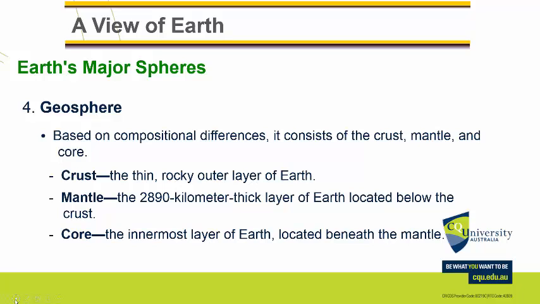So what we're doing is we're working, as Piaget and as Bloom would indicate, very much in the cognitive domain, building knowledge, comprehension and application. So the geosphere is the compositional differences. It consists of crust, mantle and core on the Earth's surface. The crust is the thin rocky outer layer of the Earth. The mantle, about 3,000 kilometre thick layer of Earth below the crust. And the core, of course, is the innermost layer of Earth located beneath the mantle.